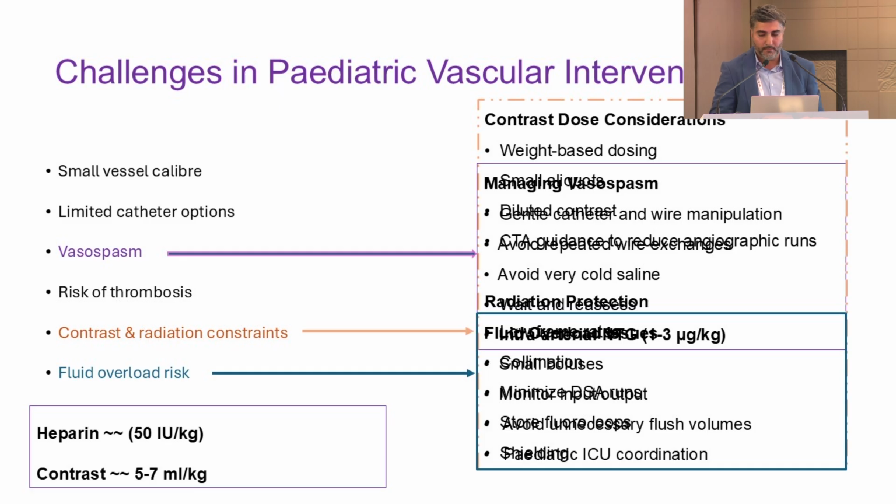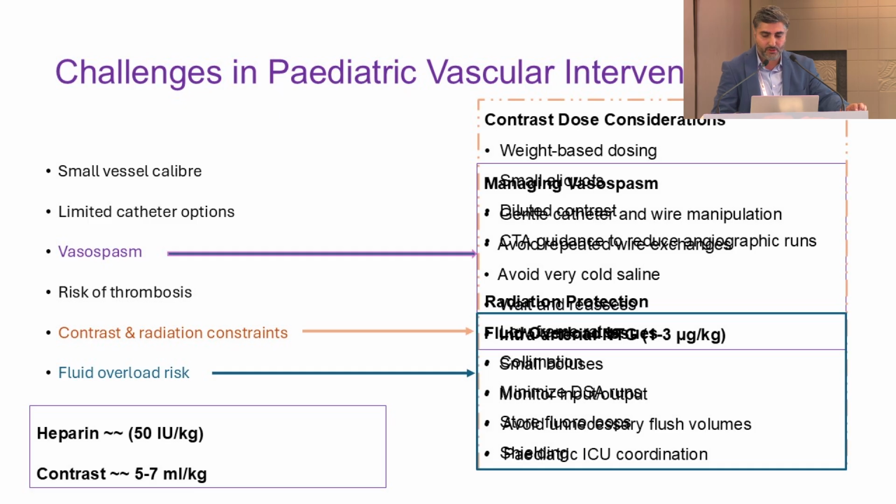We don't have much catheter and device option for these children. Children are more prone to vasospasm, which requires gentle catheter and wire manipulations. We should avoid repeated wire exchange. We should avoid very cold saline, which we often find in our cath labs; we should use saline at room temperature. We should wait and reassess the situation if vasospasm has occurred. Use small aliquots of fluid. And if it does not relieve, we might use intra-arterial NTG in the range of 1 to 3 microgram per kg, or verapamil, whichever is available.